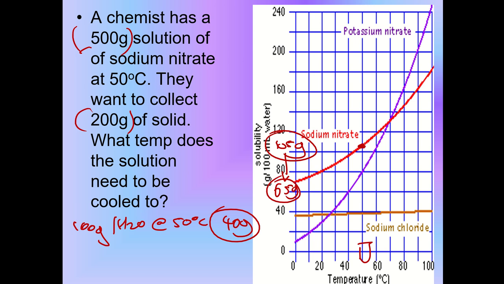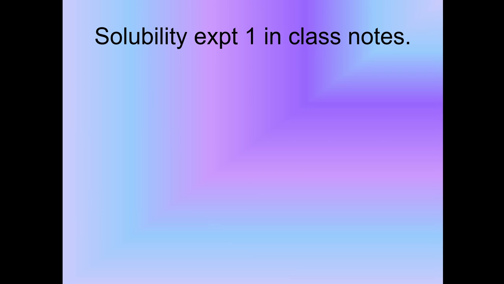So let's go to 65 in our graph. 65 is, what have we got there? Well, 65 has to be about there, doesn't it? Looks like it has to be cooled right down to 0 degrees Celsius. Yep, exactly. So 65 is at the 0 point, and our answer is 0 degrees Celsius. We'd have to cool that the whole way down to 0.